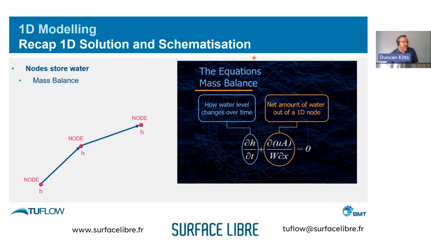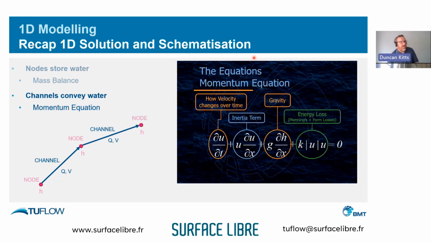In terms of the 1D modeling and the schematization, like most 1D modeling software, it's made up of a series of nodes and a series of links. It's the nodes that store the water, so that's what's solving the mass balance part of the equation. And then it's the channels or the links that are solving the momentum equation, so how flow, discharge, and likewise velocity transfer between adjacent nodes. So just a bit of background as to what we're talking about when we talk about subsurface drainage networks. It's a series of nodes and links, channels for conveying the water, and the nodes are storing the water.